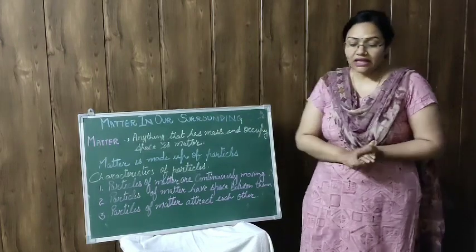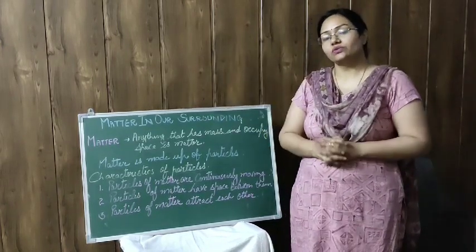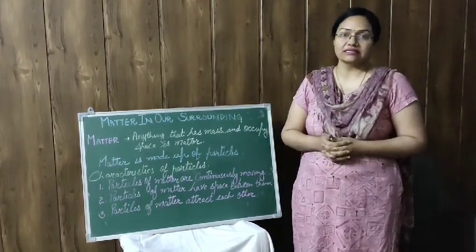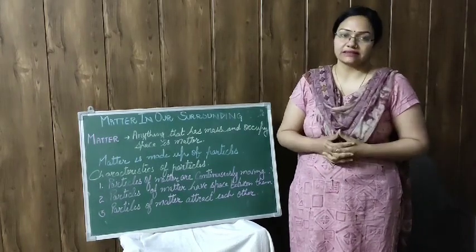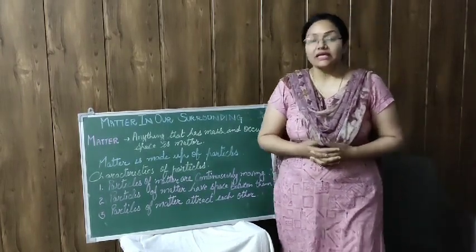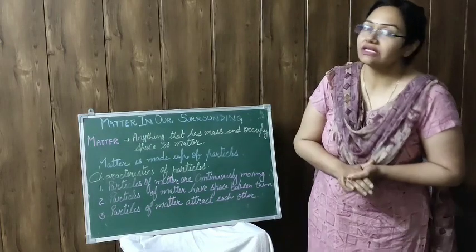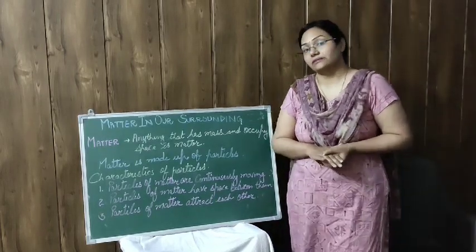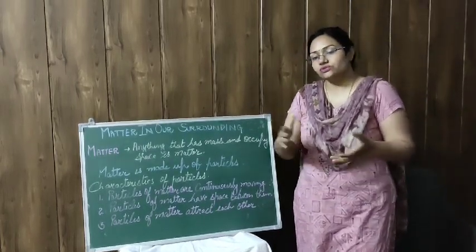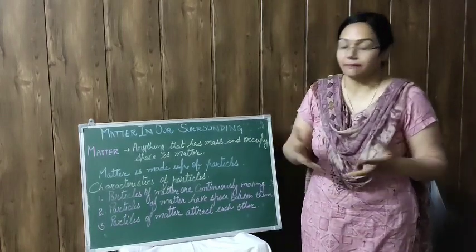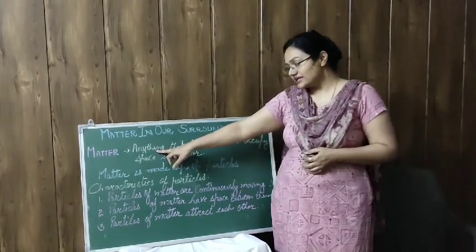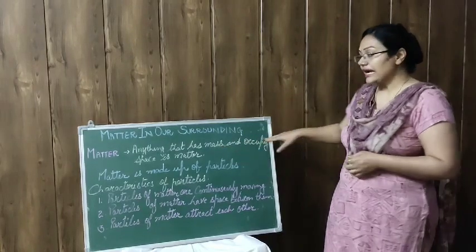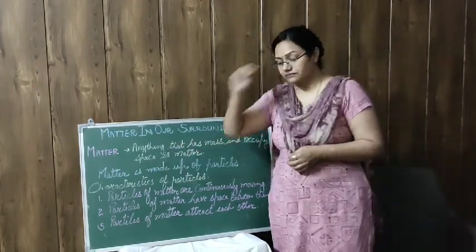Today we are going to start with chapter 1 of science class 9, that is matter in our surrounding. As we look around us, we see a variety of things in different shapes and sizes. We say in this universe everything is made up of matter. Now, first we need to understand what is matter. Matter is anything that has mass and occupies space.